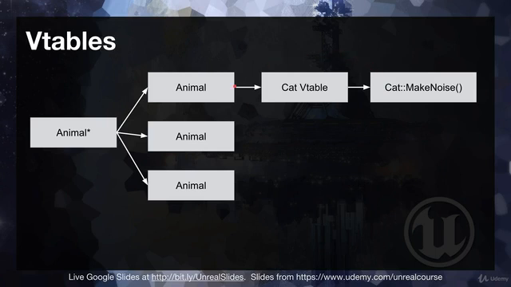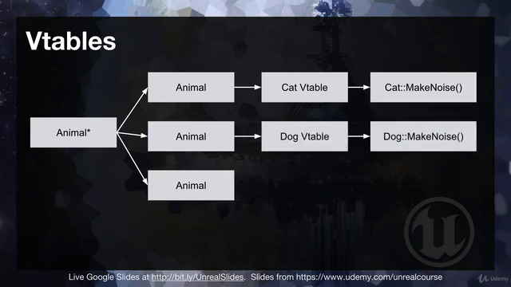And then I can finally jump to the address of the make noise function and execute the make noise function, safe in the knowledge that this is the cat's own make noise function, because that was the one pointed to by our cat. Now, same thing happens with the dog. The dog will have a dog vtable. So if I were to try and call make noise on this animal, then it would look in the dog vtable instead of the cat vtable, and it would go to a different address for the dog's make noise function.